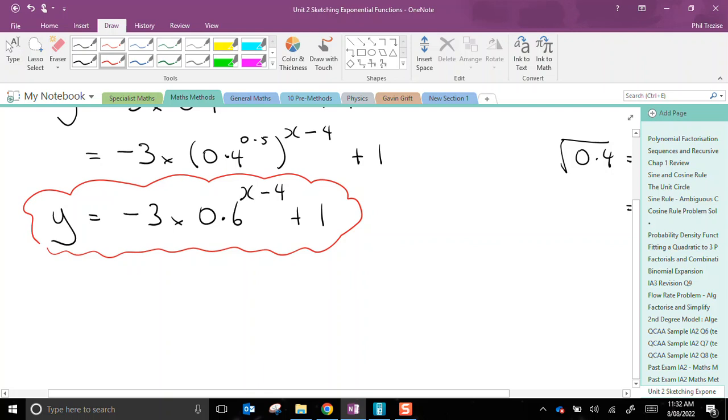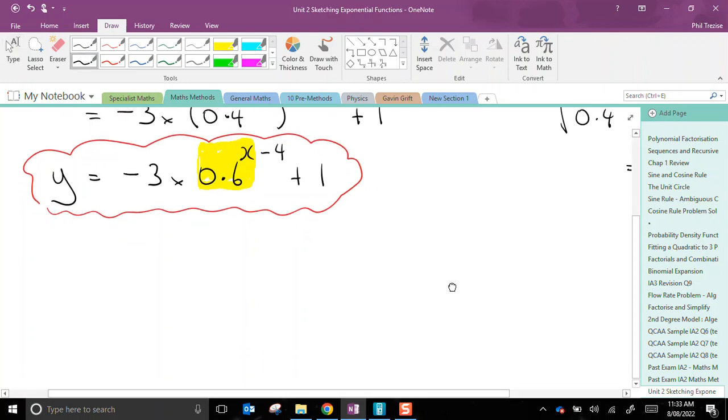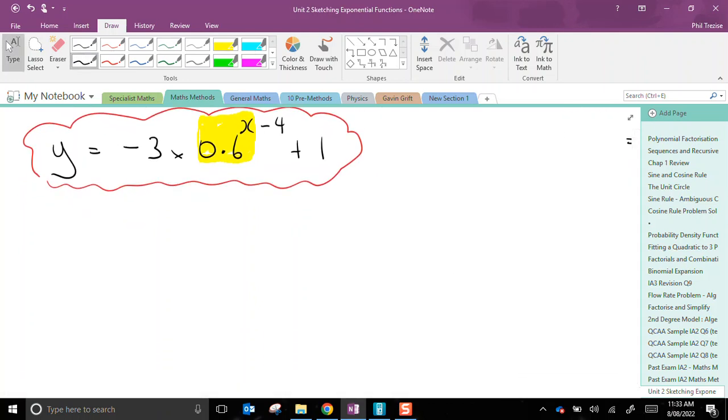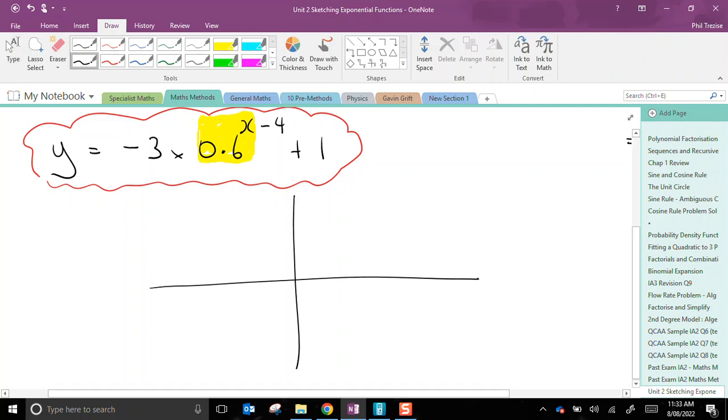Now my base function here is the base 0.6 to the power of x, and then we've got a vertical scaling factor at the front, we've got a horizontal translation and a vertical translation. So my question really comes down to, what does this base function look like? 0.6 to the power of x.